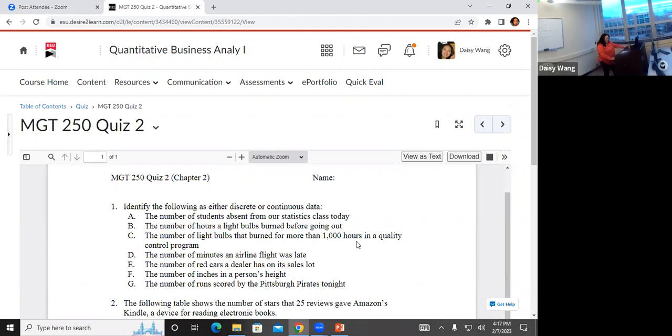Yes, discrete. Number of minutes an airplane flight was late. That's continuous. The number of rate cards a dealer had on itself, discrete, okay? The number of inches in a person's height, that's continuous. And then number of run.